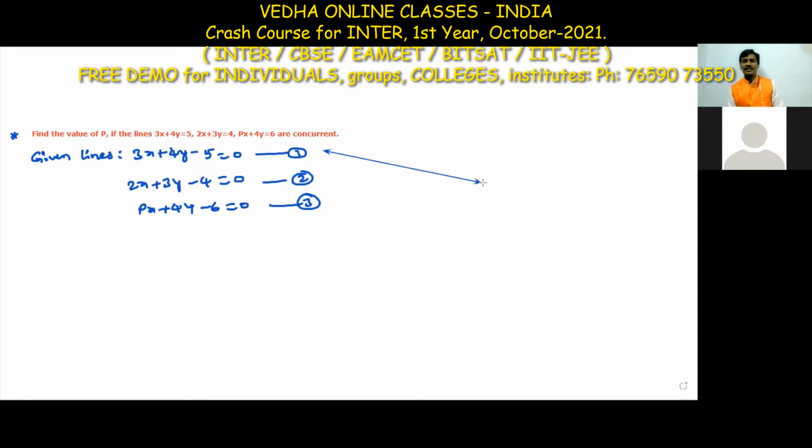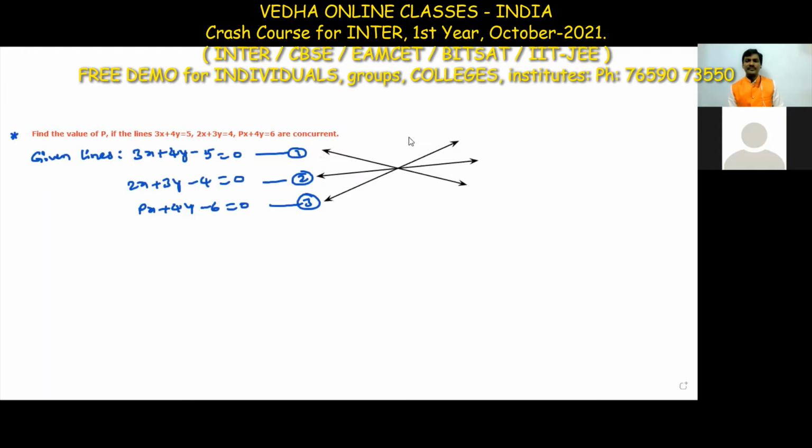All these three lines are concurrent. Concurrent means all the lines pass through the same point. The intersecting point is the same. So this is equation 1, and this is equation 2, and afterwards I am taking one more equation, that is equation 3. These three lines are intersecting at the same point, so that means they have a common intersecting point.